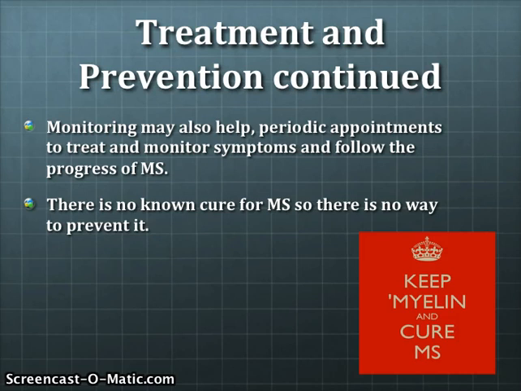Okay, and then more treatments and prevention. Just monitoring it helps a lot, and then making appointments to see how your motor symptoms are functioning, see if they're getting worse or getting better, so they can adjust the medicine or the treatments that you're taking. And there actually is no way that you can prevent MS. If you're going to get MS sometime in your lifetime, you're going to get it. There's nothing that they can do. There's no cure, and there's no known cause of MS as of this time.